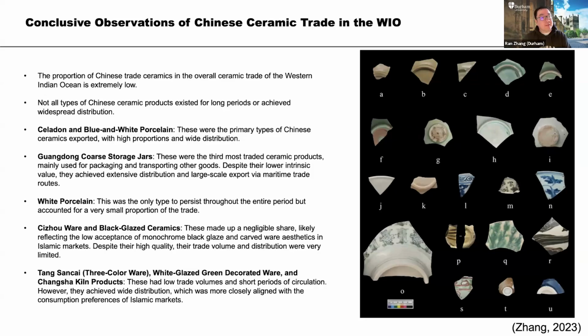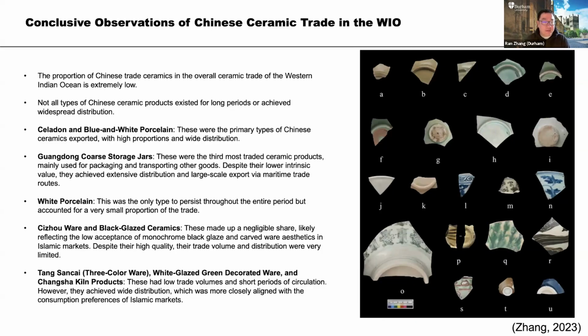But very clearly, we see that not all types of Chinese ceramics existed for a long time or achieved a widespread distribution. So this means that even Chinese ceramics, which are very valuable and of high quality at that time, were not all successful in the market. Only probably a few types of them, like celadon and green, blue and white porcelain, were valuable. So this probably can tell us some details about why some of them were very successful, but not others. Probably we can see this in the taste of the market, the fashion, imitations and technological competition.